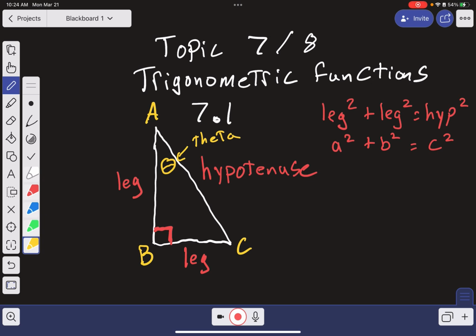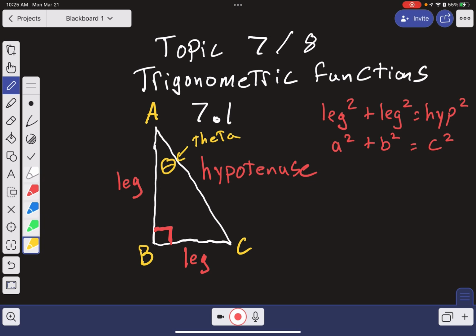A vertex, where two sides or two legs or the hypotenuse come together, is always going to be represented by capital letters. I probably should have put the C there and the B there, but it doesn't matter which one you put where. You'll always see those represented by uppercase letters.